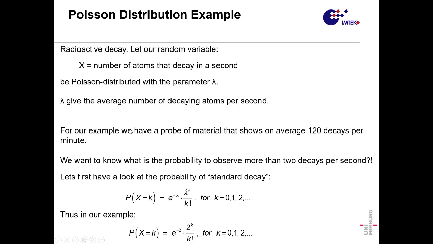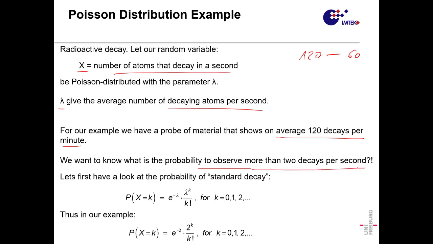So let's say that we are interested in X, which defines the number of atoms that decay per second. And let's say that lambda gives us the average number of decays per second of the element. Let's say that we have a material that on average decays 100 atoms per minute, so in 60 seconds, right? And let's say that we are interested in the probability of observing more than 2 decays per second. So in 1 second, how many actual events will you have, right?